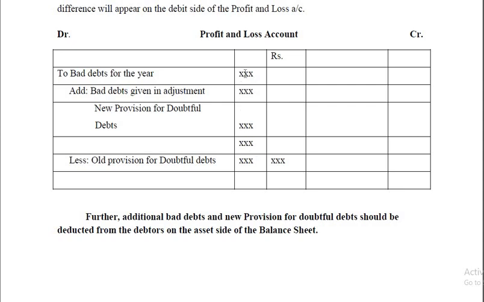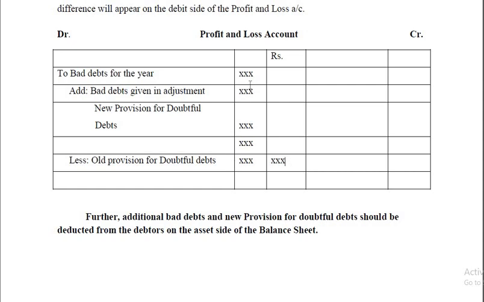For example, bad debts is 3,000 and bad debts given in the adjustment is 2,000, together 5,000, and new provision is for example 3,000, 5 plus 3, 8,000. Old provision for doubtful debt is, let us say, 6,000. So 8,000 minus 6,000, so 2,000 is required to be taken from profit and loss account. Therefore, profit and loss account debtor to reserve for bad and doubtful debts. So bad debts, add bad debts given in the adjustment, add new provision for doubtful debts. From the total, deduct provision for bad and doubtful debts.